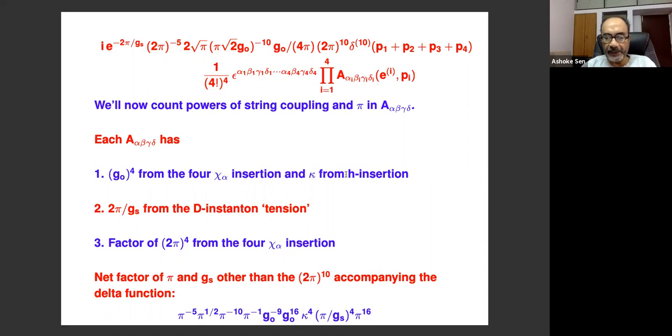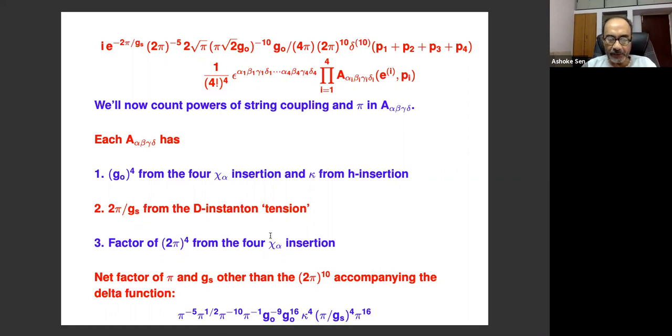H is the graviton vertex operator, which comes with kappa, the closed string coupling. I wrote down the relation between kappa and G_S on the first slide, but I'll do it again. Then from the D-instanton tension, we get a factor of 2 pi by G_S. That's this G_S to the minus Euler number that I mentioned, this 1 over G_S. In fact, the actual factor is pi because there's a half, but we are not counting 2's anyway. So this is pi by G_S.